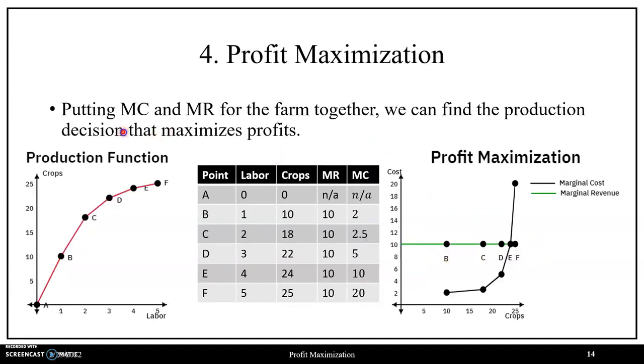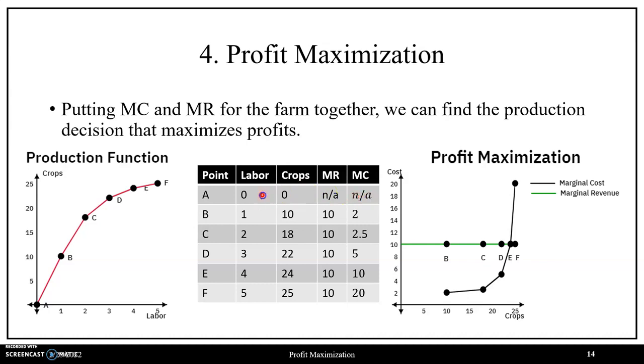Now putting it all together in terms of our production process as well as marginal cost and marginal revenue for this farm, we can determine the production decision that maximizes profits. Turning to our production function, if this farm is considering using 0 amounts of labor, such as at point A, we note that this means that 0 crops will be produced, and marginal revenue and marginal cost will be a non-factor in terms of this analysis.